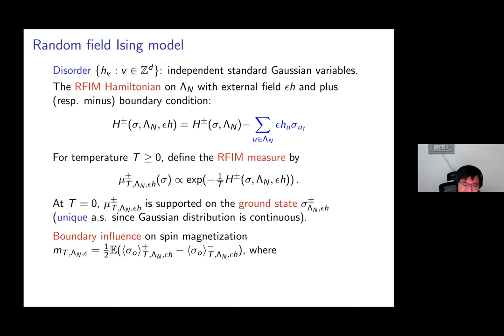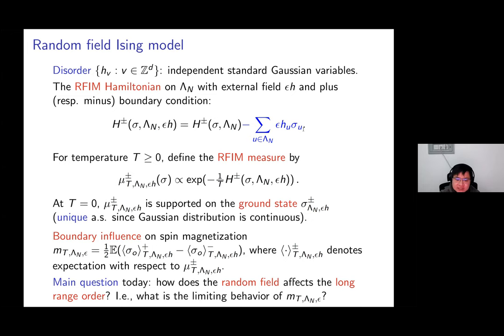Again, we can define a boundary influence on spin magnetization, which is just the spin average. The difference for the spin average at the origin with the plus and the minus boundary conditions, and we also average over the random external field. The bracket here means the expectation with respect to the Ising measure. The main question for today is, how does the random field affect the long range order? That is to say, what is the limiting behavior for this boundary influence?